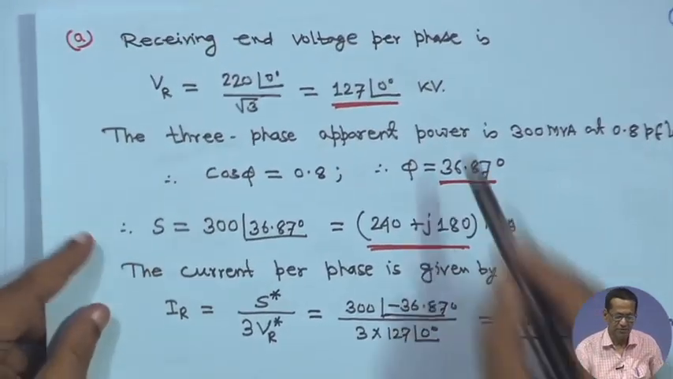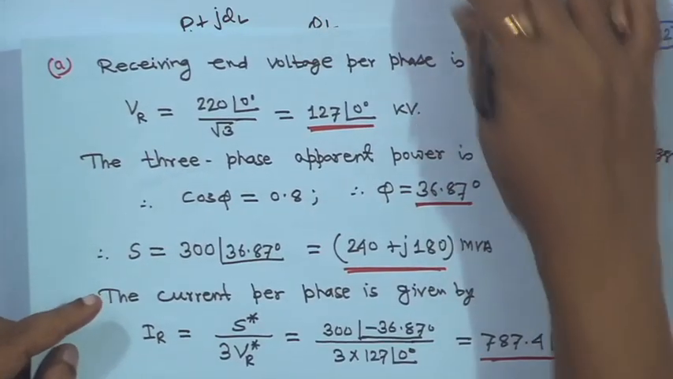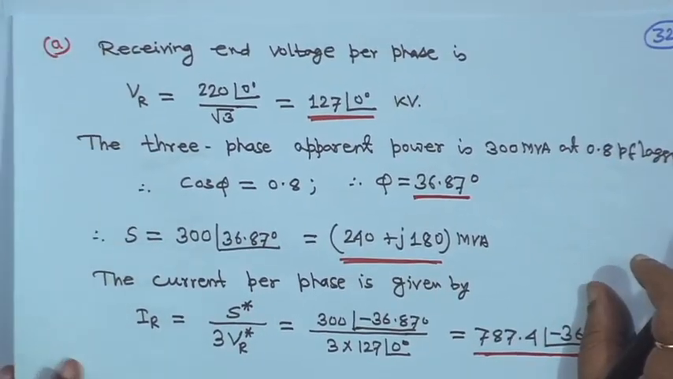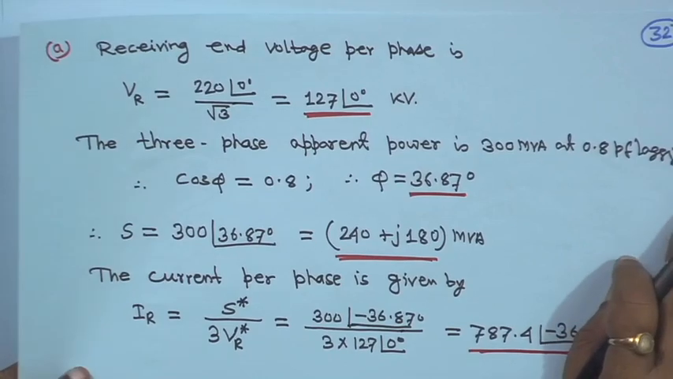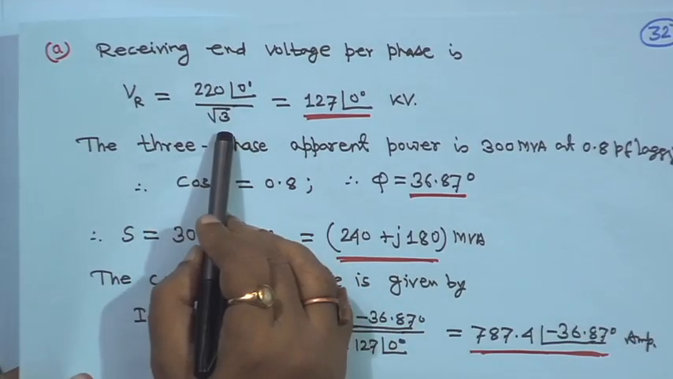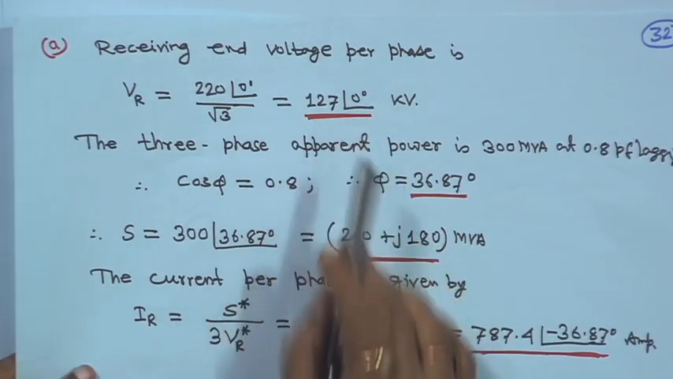So, the receiving end voltage per phase, VR, whether it is a 3 phase system or not, when you solve it you will use the relationship between sending end and receiving end voltage, and you will convert all of this on a per phase basis. So, that you should know. VR is equal to 220 angle 0 upon root 3, so 127 angle 0 degree kilovolt. This is taken as a reference.